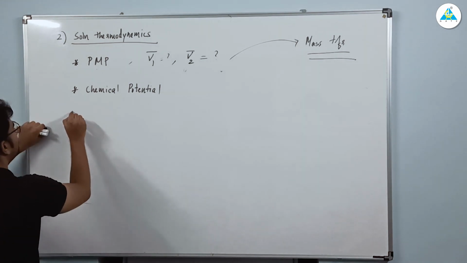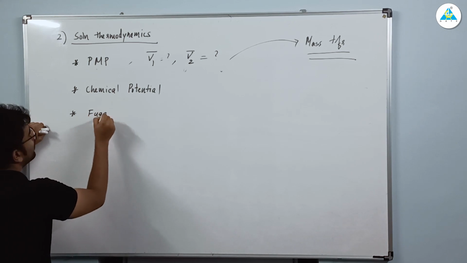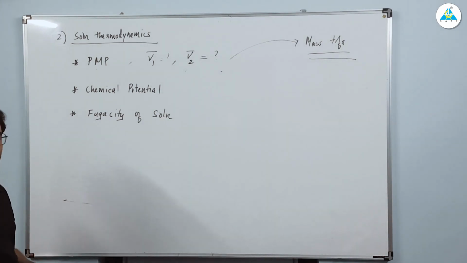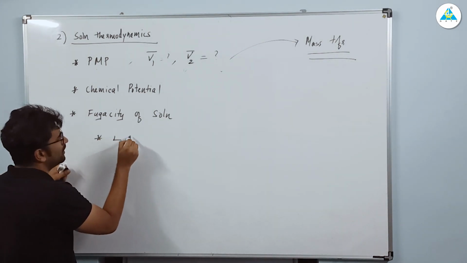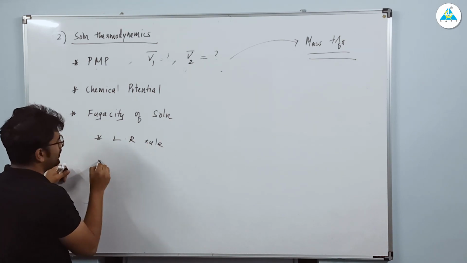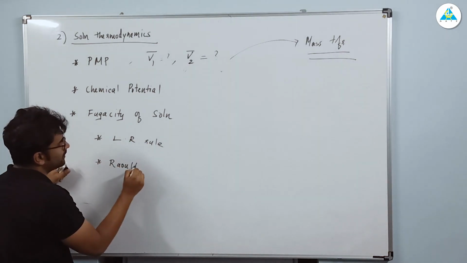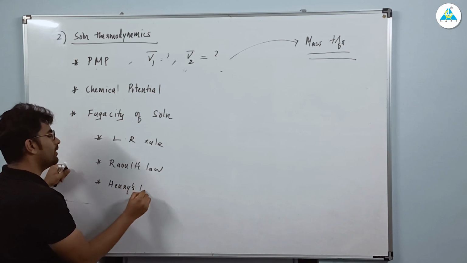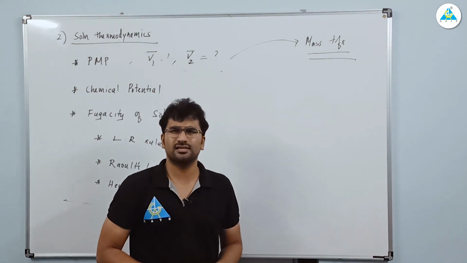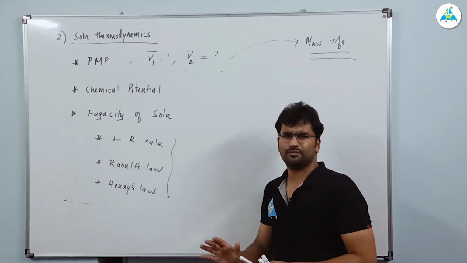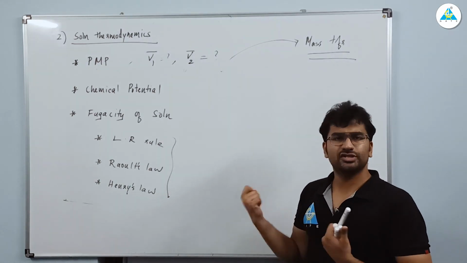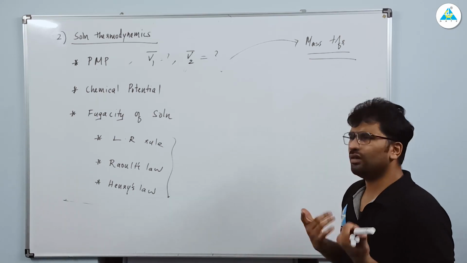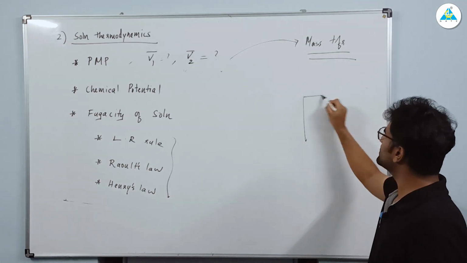once these two topics are over, you have the third topic called fugacity of solution, right? Fugacity of solution. In this you are having Lewis-Randall rule, you have Raoult's law, you have Henry's law. Now if you understand these three laws, right, these three laws are very similar, very easy to understand. आपको अगर condition समझ में आ गया, right, so what is the difference between these three laws, it's very easy to understand.